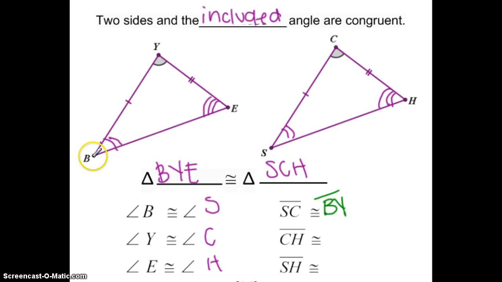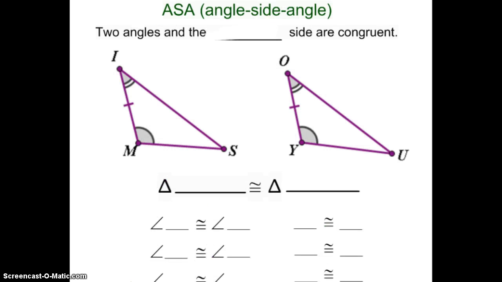Okay, I'm labeling it from B to Y because that's how we labeled it for SH. CH, okay, I'm going to label it as YE because Y is congruent to C and E is congruent to H. So we have to be careful how we're labeling these lines. We have to make sure that the corresponding parts line up with each other. And finally, SH and line BE are congruent.